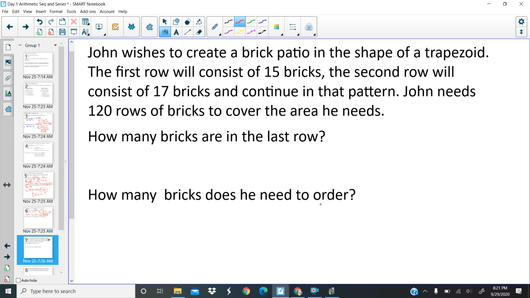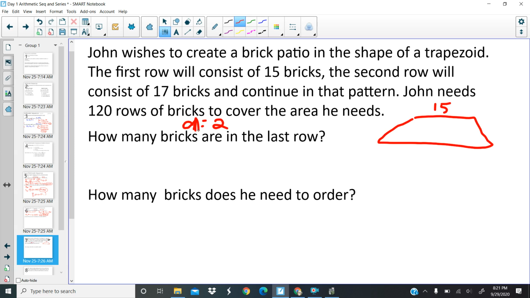So John wants to create a brick patio in the shape of a trapezoid. So his patio is going to be in this general shape. The first row will consist of 15 bricks, and the second row will have 17, and the pattern will continue. So the third row would have 19. So basically the common difference is going to be 2 for each row. And then he needs 120 bricks to cover the entire area.